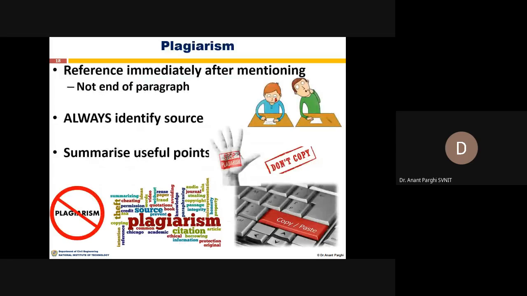On plagiarism, we have already discussed that the reference should come immediately after the mention, right? Not at the end of the paragraph. It should be in between, wherever the important point is, always identifying the source of that original place. Summarize the useful points also, the most important points that you need to summarize. So no copy paste, right? Stop that plagiarism. We should follow our ethics, right?